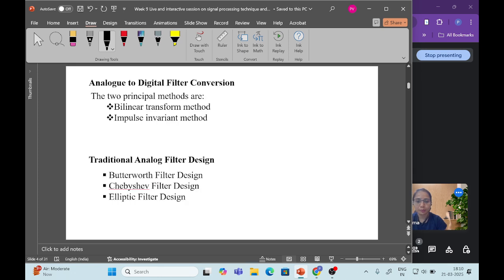Now next is analog to digital filter conversion. There are two principal methods used for analog to digital filter conversion: one is the bilinear transformation and the other is the impulse invariance method. Now, traditional analog filter design. There are three basic traditional analog filter designs: Butterworth filter design, Chebyshev, and elliptic filter design. Mostly we will use these two.